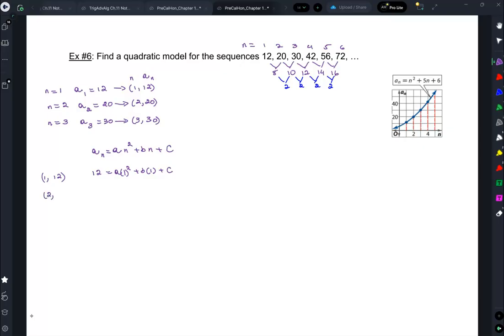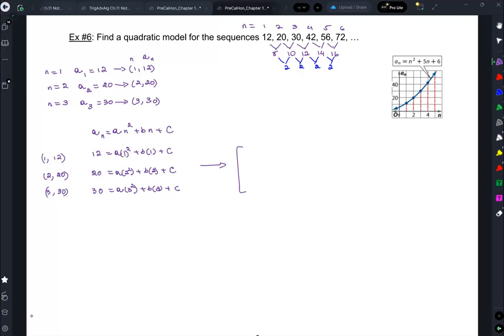2 and 20. A sub n is 20. A times 2 squared plus b times 2 plus c. Then the last one, 3 and 30. 30 is equal to a times 3 squared plus b times 3 plus c. So now we have a system of equations, 3 equations and 3 unknowns. What can we use to solve this? Starts with an M. Matrix. Let's do it.